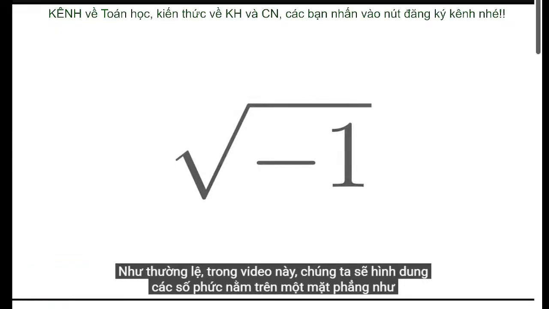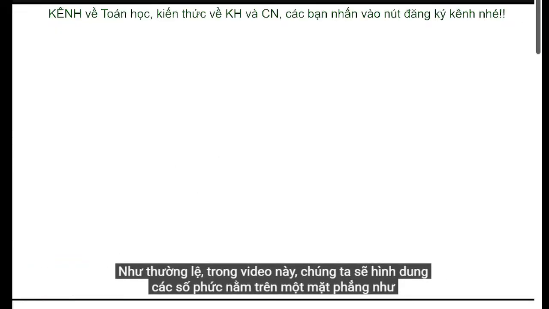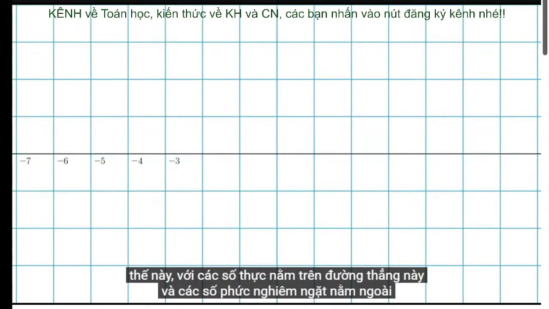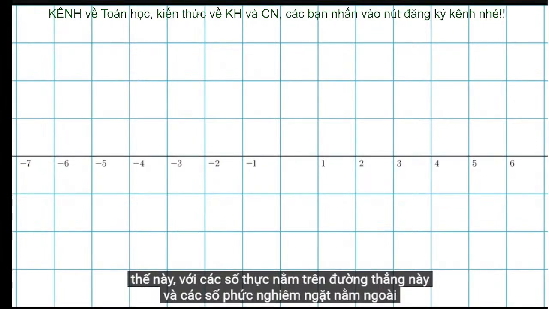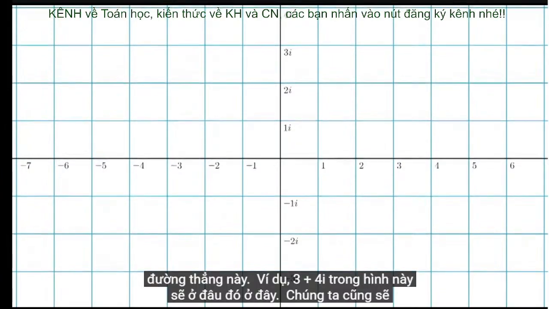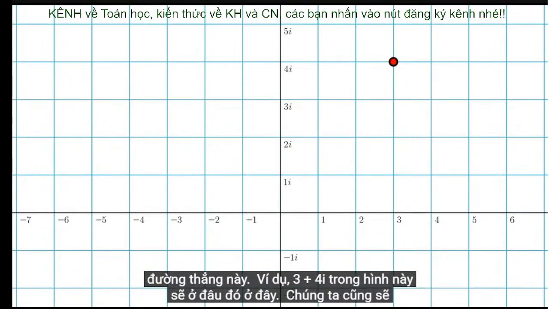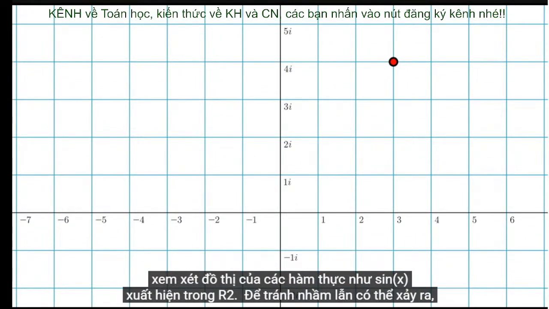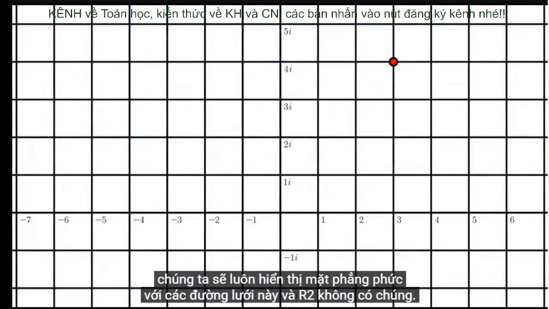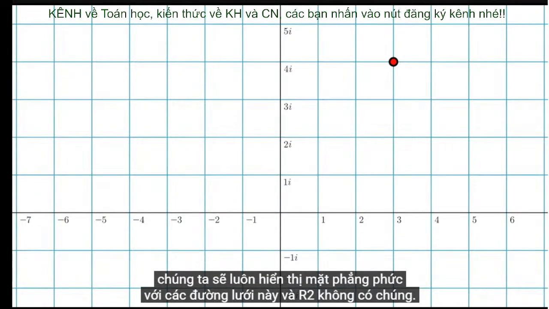As usual, in this video we're going to visualize the complex numbers as lying in a plane like this, with the real numbers lying on this line, and the strictly complex numbers lying off of this line. For example, 3 plus 4i in this picture would be somewhere over here. We'll also be looking at graphs of real functions, like sine of x, which appear in R2. To avoid possible confusion, we'll always display the complex plane with these grid lines, and R2 without them.